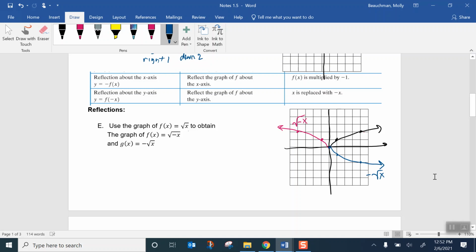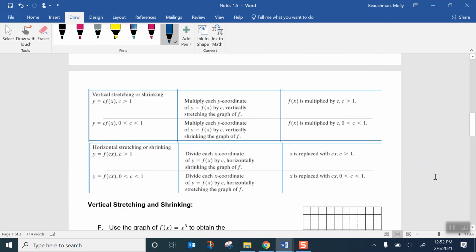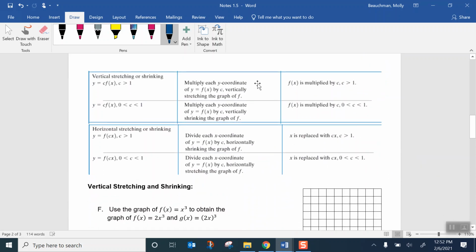All right, next thing we can do to a function is take a vertical or a horizontal stretch or shrink. If we're multiplying a function by a number, then we multiply each y-coordinate. It's called a stretch if the number we're multiplying is greater than 1. It's called a shrink if we're multiplying by a number between 0 and 1. Horizontally, you can think of it the same way. If we're multiplying x by a number greater than 1, it's a stretch. If it's between 0 and 1, it's a shrink.